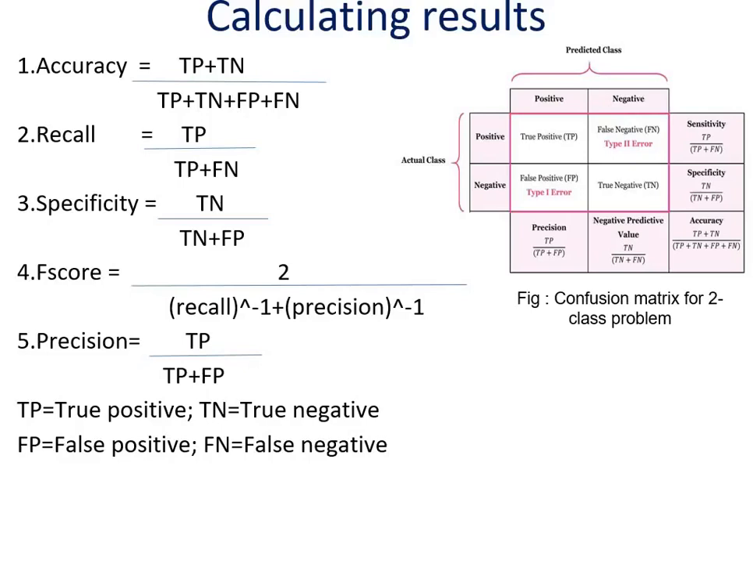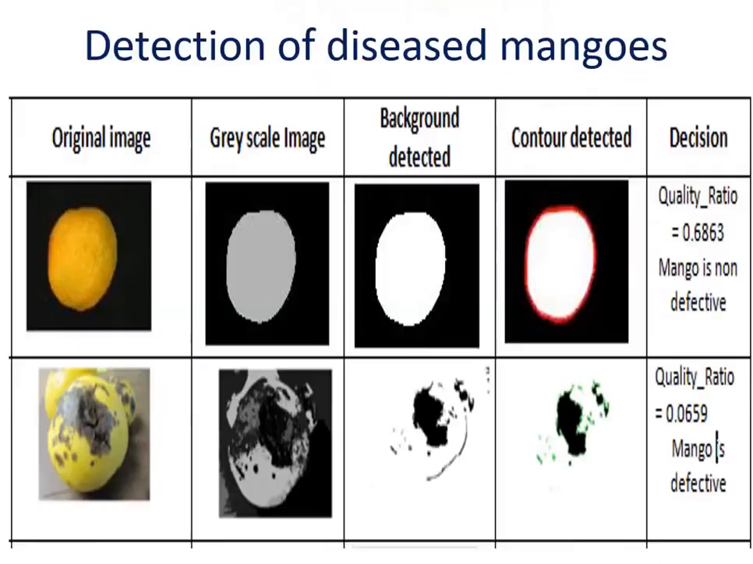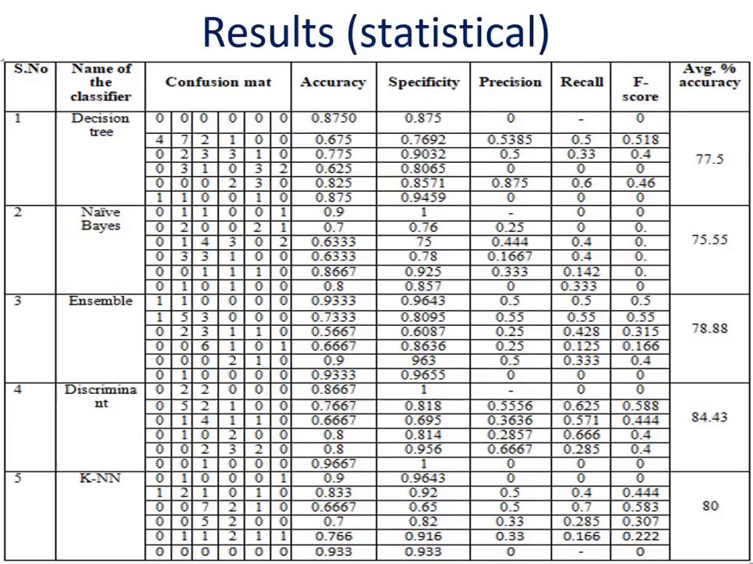If the actual class is negative and the predicted class is positive, then it is type 1 error, which is a false positive. If the actual class is negative and the predicted class is also negative, then it is true negative. After applying the disease detection algorithm, these are the results obtained, which show that if the quality ratio is greater than 0.5, then it is considered as non-defective, and if the quality ratio is less than 0.5, then the mango is considered defective.